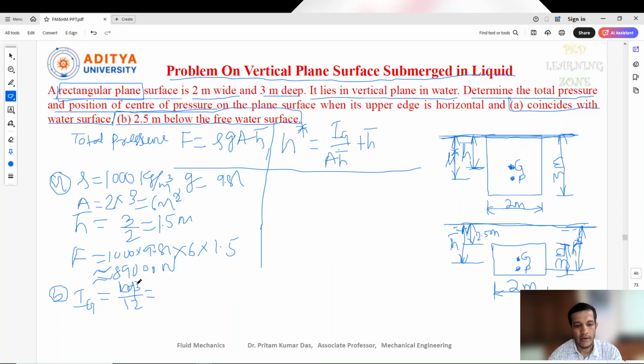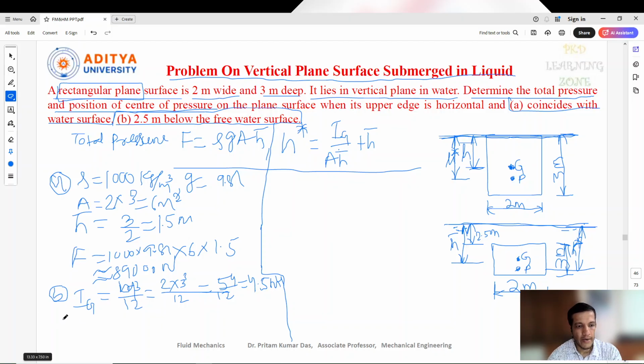So here I can get the value of B, this width, and the depth. So that means 2 into 3 to the power 3 by 12: 3 into 9 is 27, into 2 is 54 by 12. So near about 4.5. Okay, so this is the moment of inertia, in meter to the power 4.